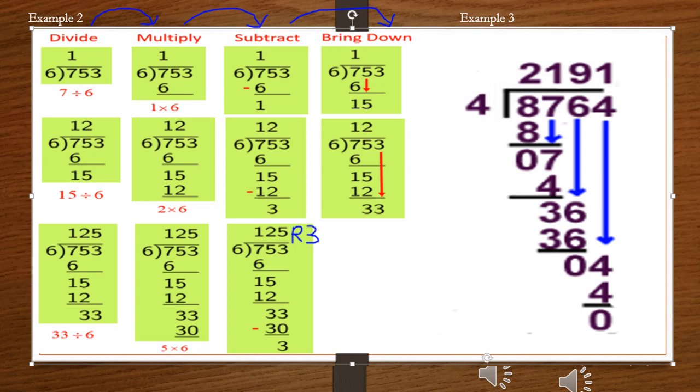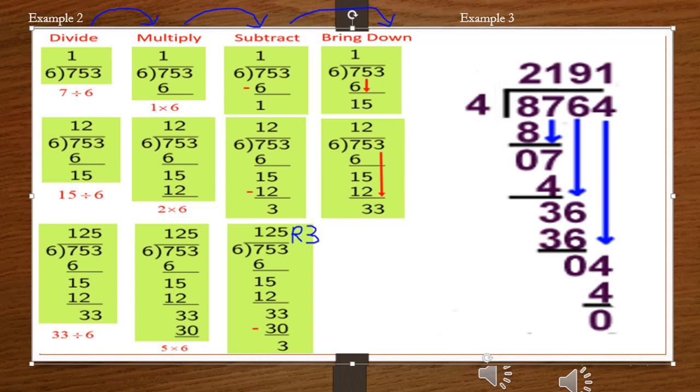How many 6's do I need to get 15 or almost 15? 6 times 2 is 12, 6 times 3 is 18. 18 is greater than 15, so I should use the 6 times 2. So I write the 2 in the quotient next to the 1. What's 6 times 2? It's 12. I write the 12 directly under the 15. Step 3, I have to subtract. 15 minus 12 equals 3.